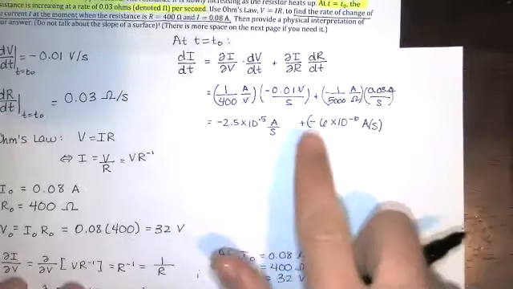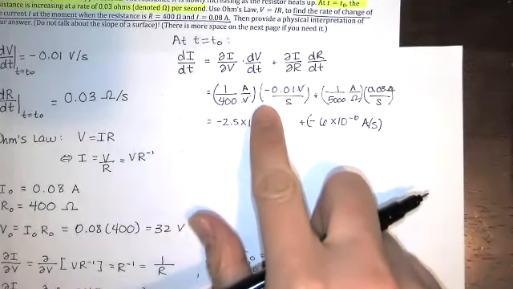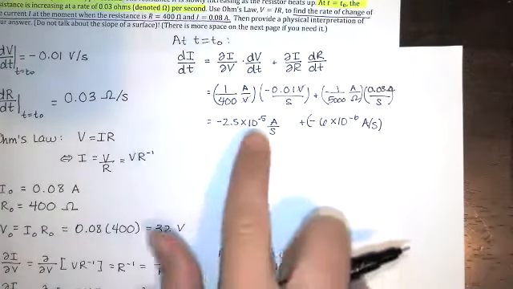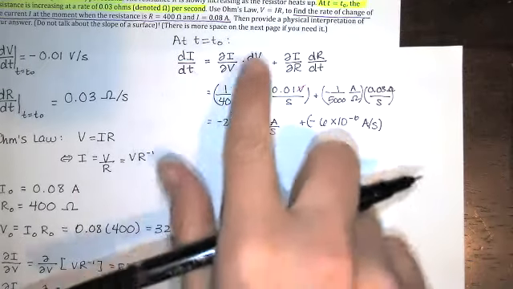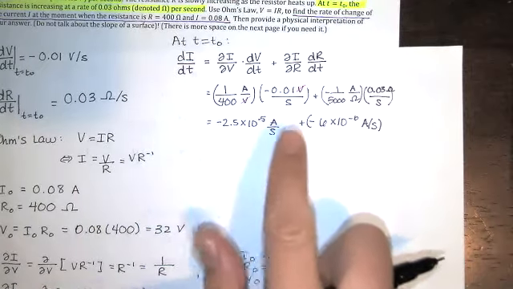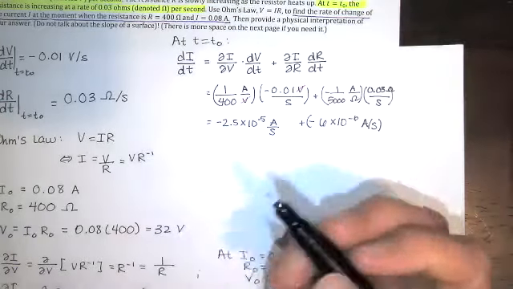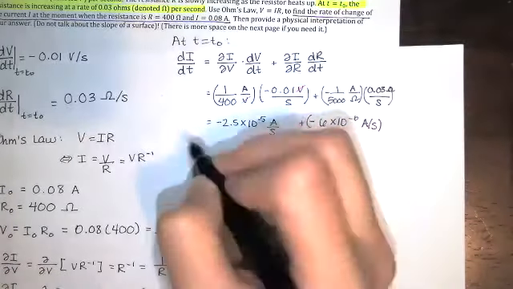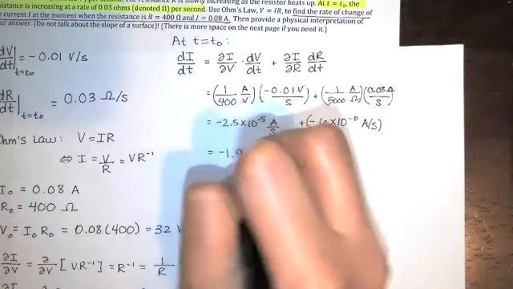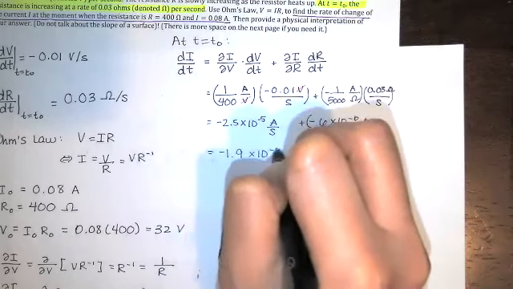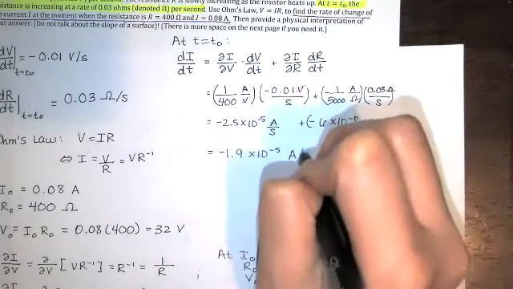So resistance is increasing, voltage is dropping, and as a result, the total change in current due to both of those things happening at the same time is this minus that. Which is negative 1.9 times 10 to the negative 5th amps per second.